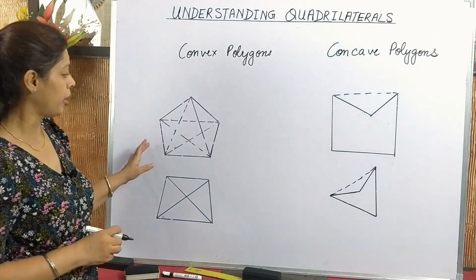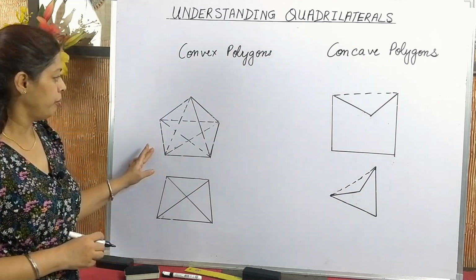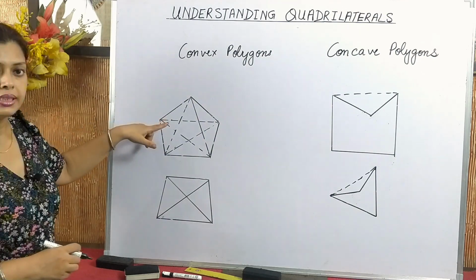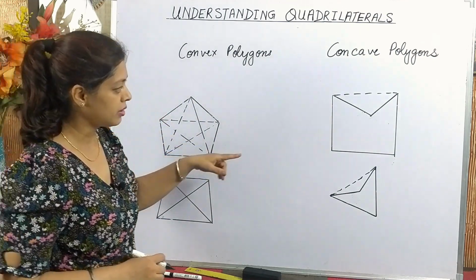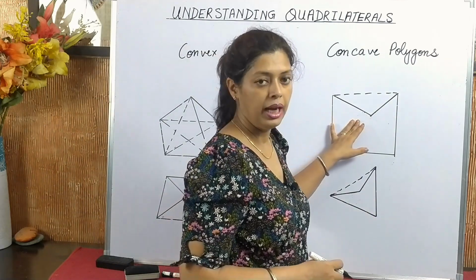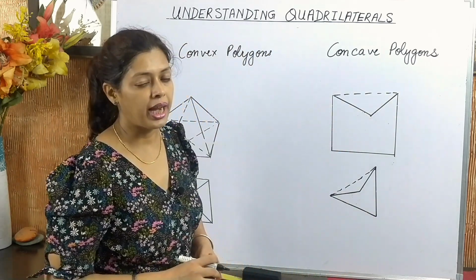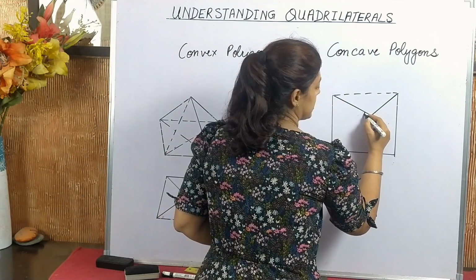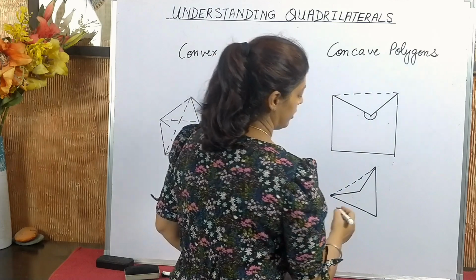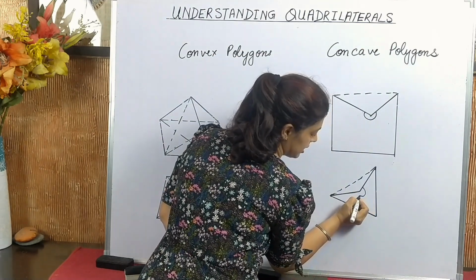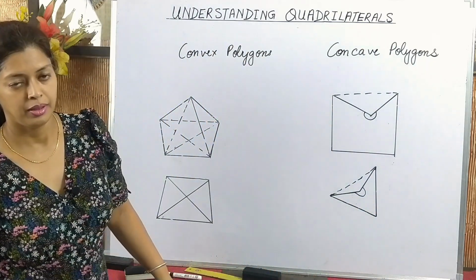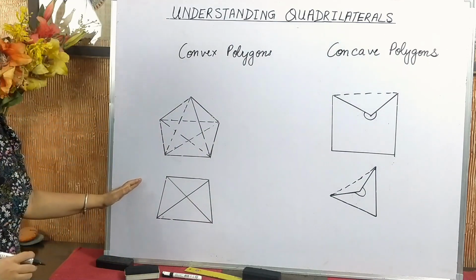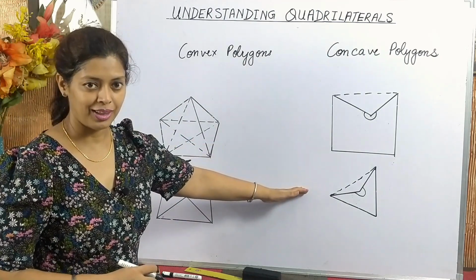And as far as the measure of angles is concerned, the measure of each interior angle of a convex polygon will always be less than 180 degrees, whereas in concave polygons, at least one of the interior angles will be greater than 180 degrees. So you can see, in this case this angle is greater than 180 degrees, and over here this angle is greater than 180 degrees. But in this chapter we will be studying only the convex polygons. We will not be dealing with the concave polygons.